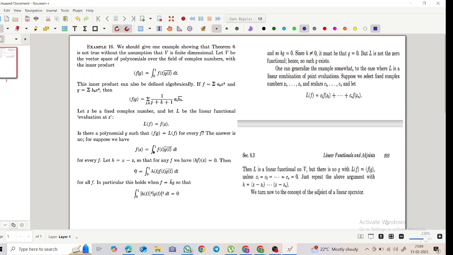Have a look at this example, that why the result is no, I mean why the fact that the finite dimensionality of V is needed.